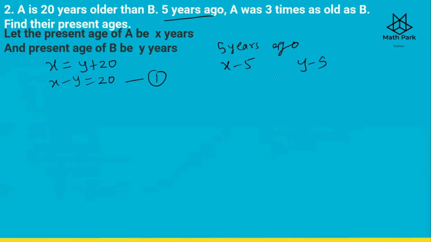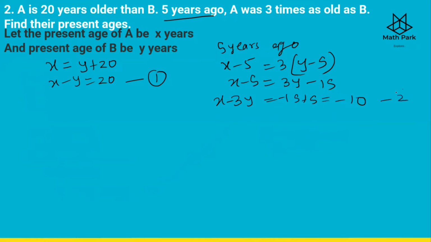Read the condition again. 5 years ago, what does it say? A was 3 times as old as B. So A is this, was 3 times as old as B. Got it? So solving this equation, we get x minus 5 is equal to 3 times y, is 3y minus 3 5s are 15. So bring this 3y here, we get x minus 3y is equal to minus 15 plus 5, which is minus 10. This is our equation number 2.